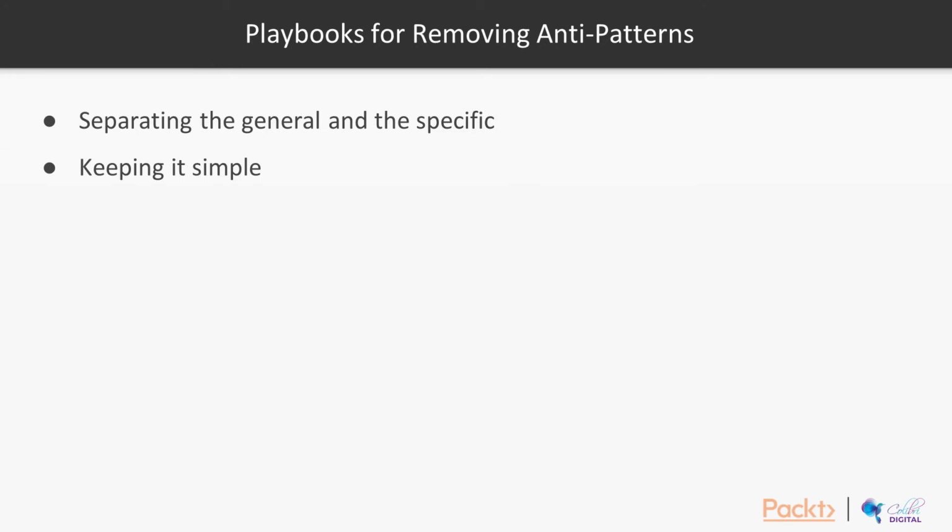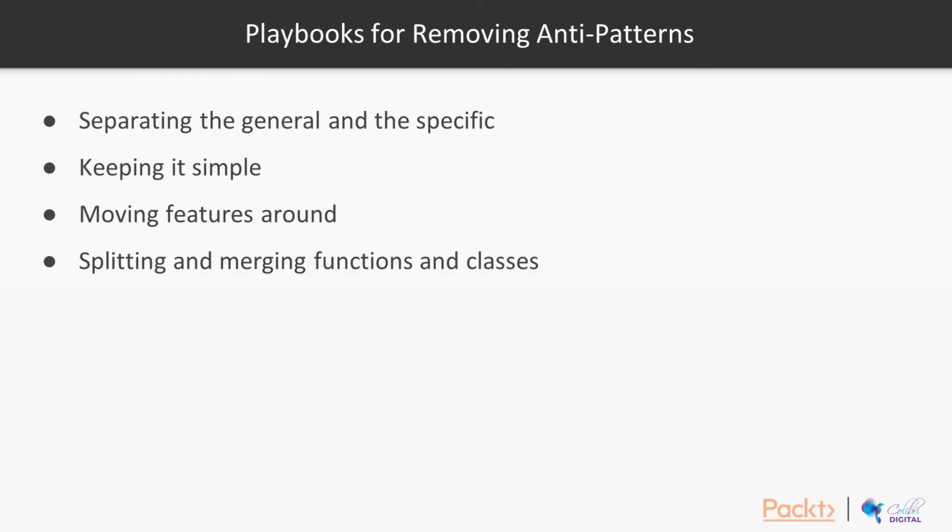Keeping it simple are classes of playbooks where recognizing a complex code pattern and knowing a shortcut to, or like a standardized way to simplify it. Moving features around is a playbook for just simply relocating one function from one class to another to make it more logically coherent. Splitting and merging functions and classes means that, for example, when we solve a very long function, we can split it into smaller functions, or when we have too many functions, then we can just merge functions together.